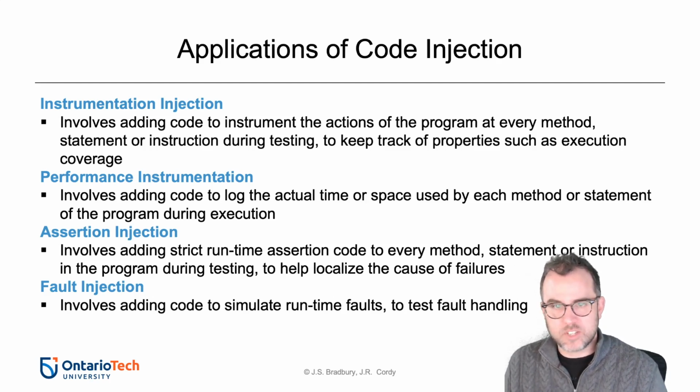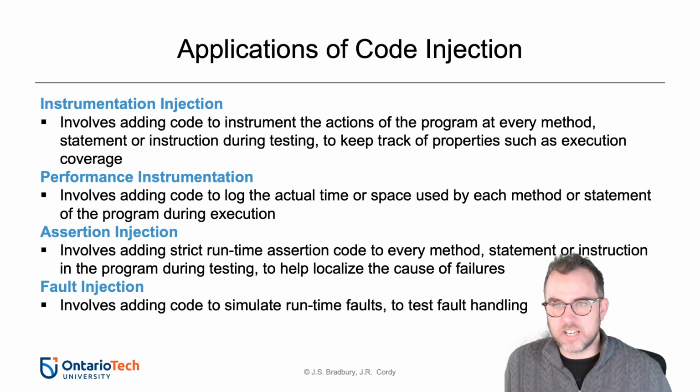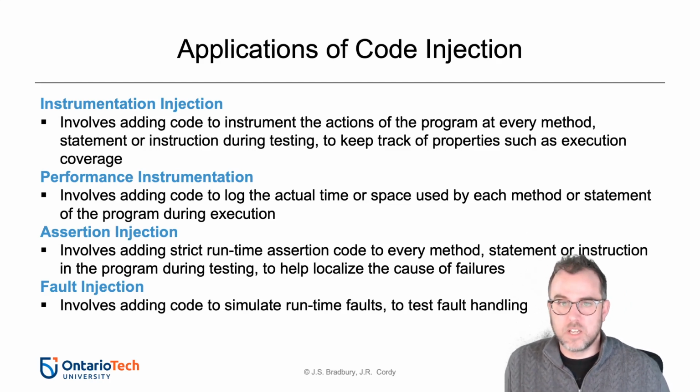A last thing is fault injection. I've already told you about fault injection, which is mutation testing. Injecting those mutants to create versions is a type of fault injection that we can do in order to help us create a set of tests that cover those faults that we insert. Okay, so that's another type of code injection. Any questions about those?